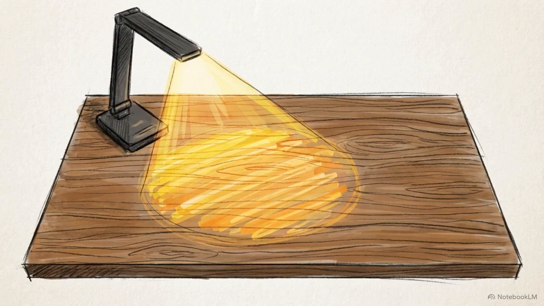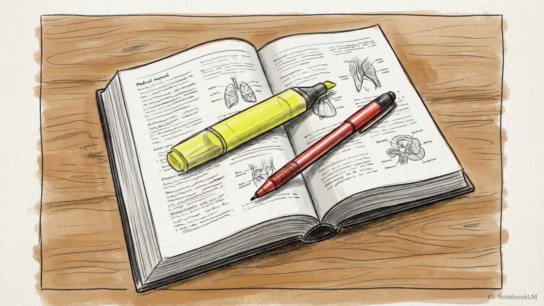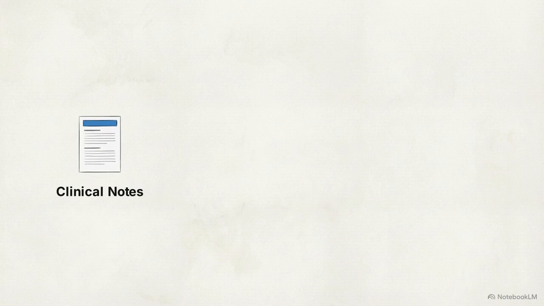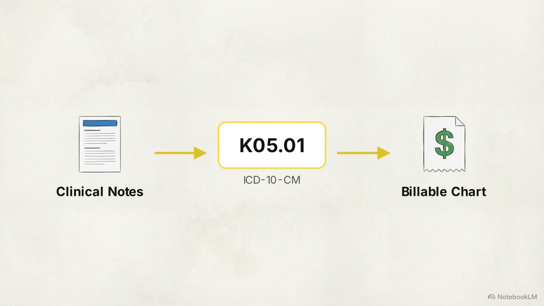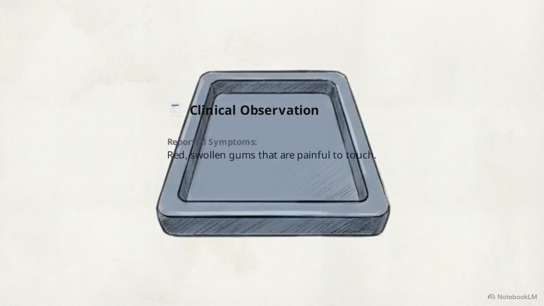To code this effectively, you need to prepare your workspace. Get your ICD-10-CM book, a highlighter, and a pen. Translating raw clinical notes into a precise alphanumeric code is how you turn a physical patient visit into a completed billable chart. This diagram displays the complete text.